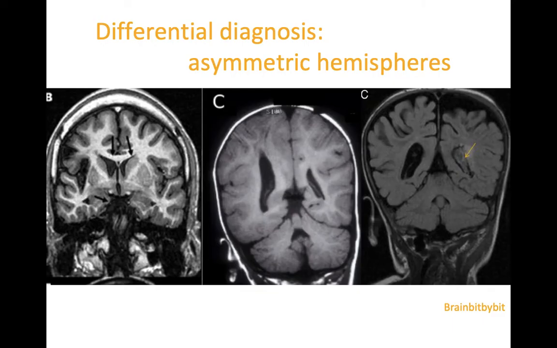So there are 3 diseases with epilepsy with asymmetric hemispheres: Rasmussen encephalitis, hemimegalencephaly, and Sturge Weber syndrome.